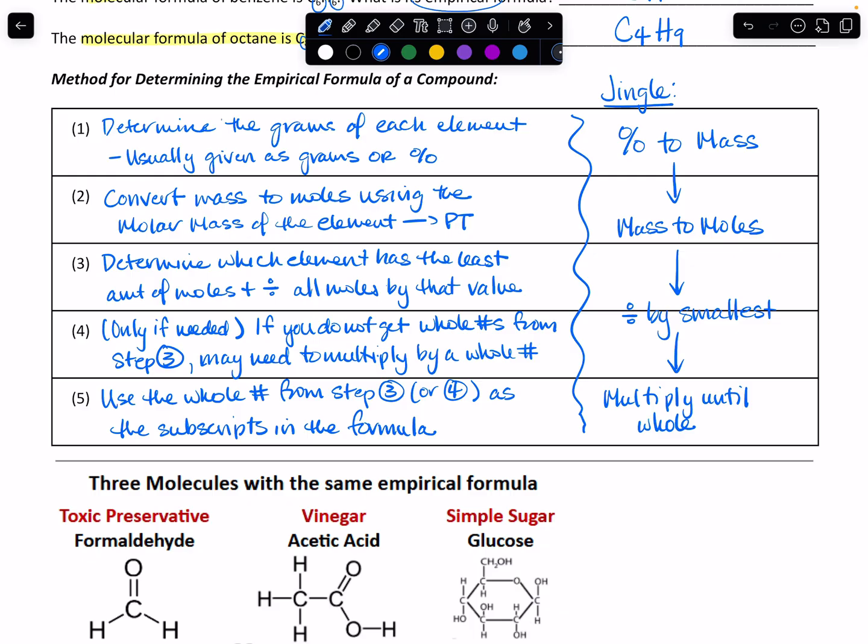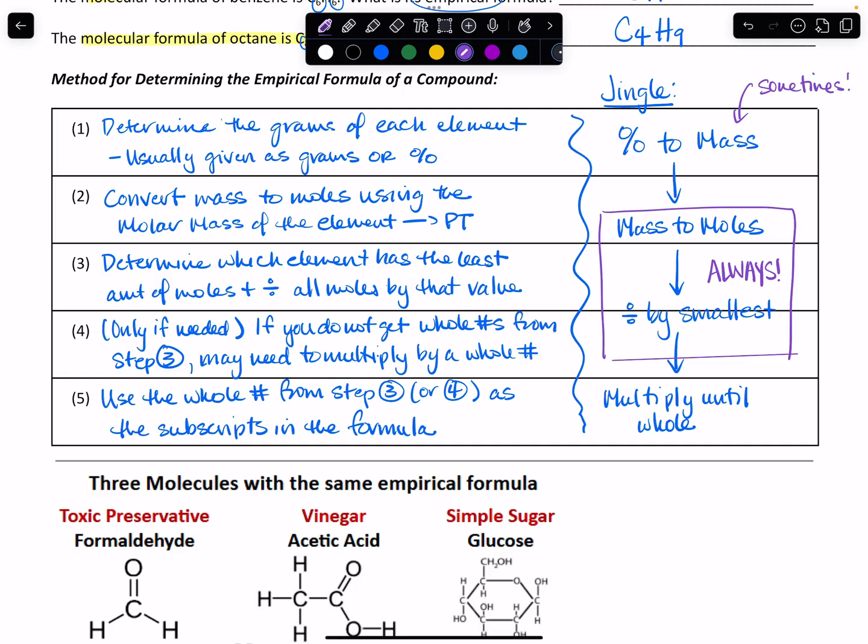So just to look at this jingle, these two steps right here, mass to moles and divide by smallest, every single problem, you will do these two steps. No matter what. The other steps are sometimes. So this first step is going to be sometimes. If the problem gives you percentages, then you're going to have to convert percent to mass.